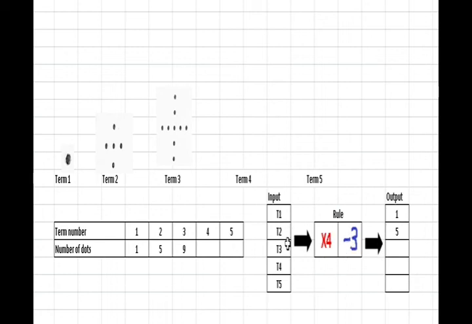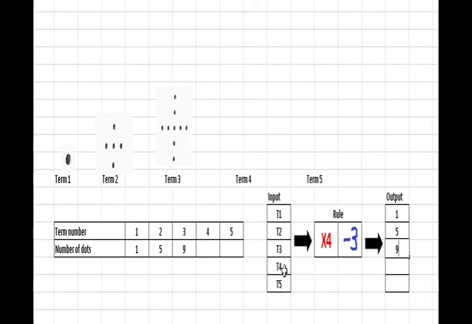Now we need to make sure, so we're going to check it out with one more term. Term 3. 3 times 4 is 12. And 12 minus 3. What is 12 minus 3? That's right, 12 minus 3 is 9. And as you can see, term 3 has 9 dots. Okay, so now by using this rule, we can figure out how many dots term 4 has.